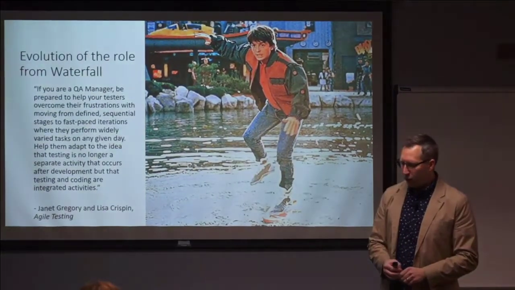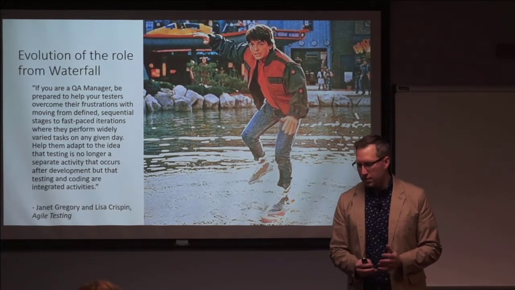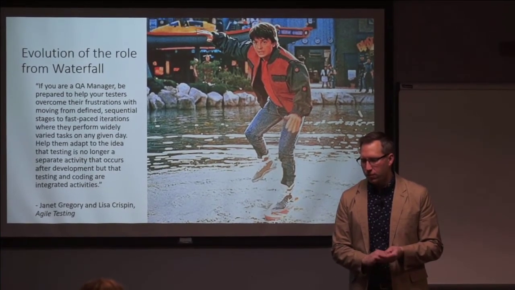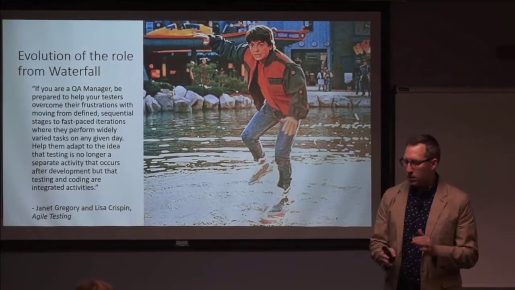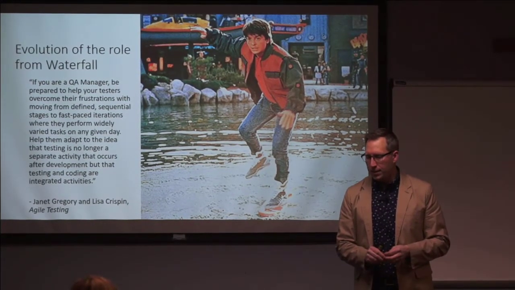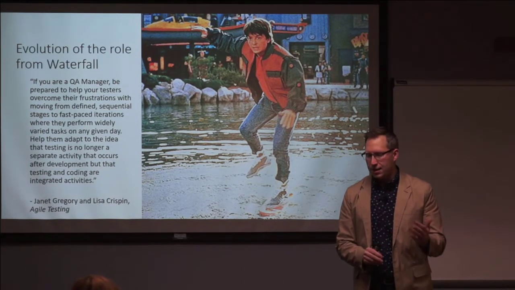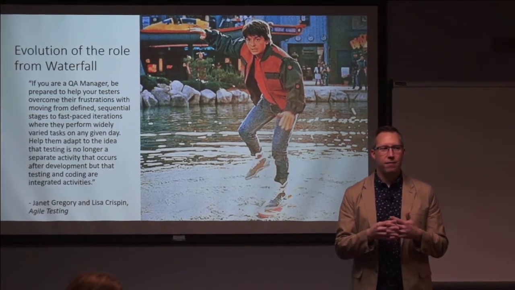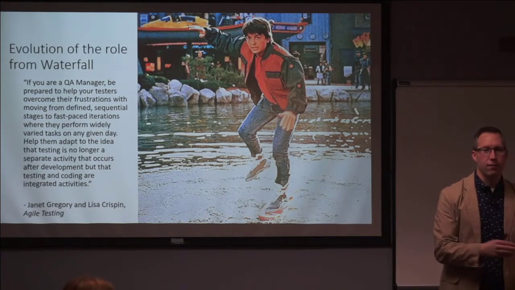All right. The evolution of the role from waterfall. In the book Agile Testing, Lisa Crispin says, if you are a QA manager, be prepared to help your testers overcome their frustrations with moving from defined sequential stages to fast-paced iterations where they perform widely varied tasks on any given day. Help them adapt to the idea that testing is no longer a separate activity that occurs after development, but that testing and coding are integrated activities. Think about that statement. That is a very powerful statement. This is the paradigm shift that I'm talking about when you're moving from waterfall to agile.